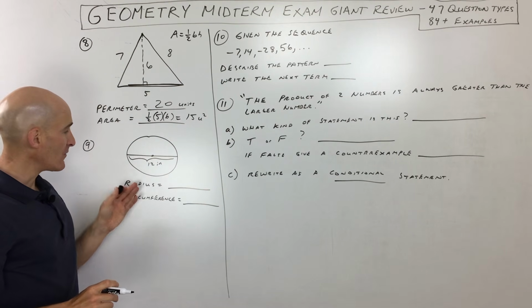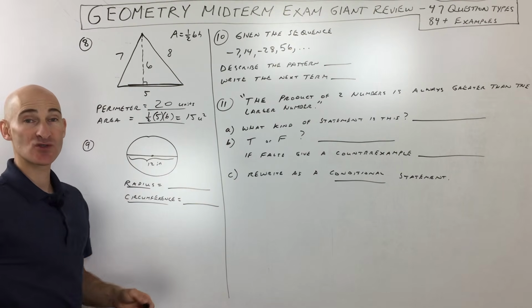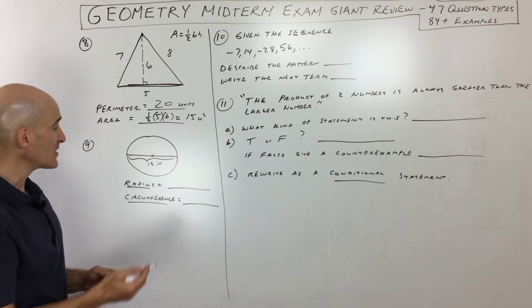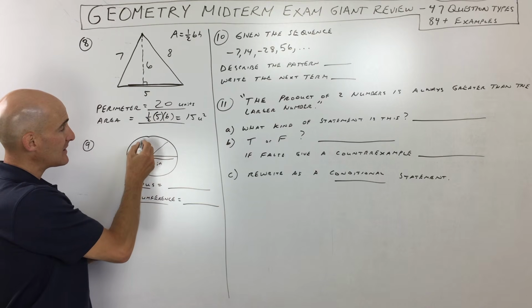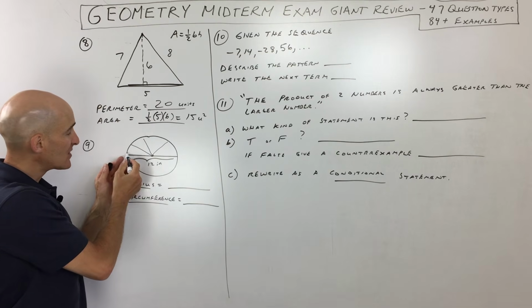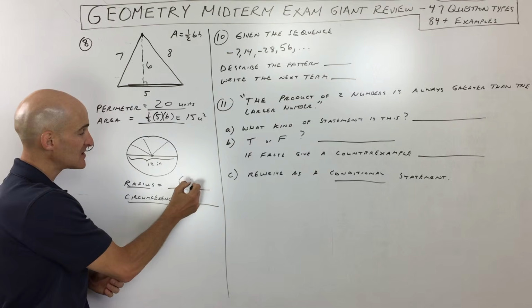Okay, now number 9, they're giving us a circle, and it says what's the radius of the circle and what's the circumference of the circle. Okay, so again, they're testing us on some basic formulas here, but remember, the radius is the distance from the center to any point on the edge of the circle, so it's like a spoke of a wheel. But what they're giving us here is the diameter, 12 inches. We have to cut that in half, so the radius is going to be 6 inches.